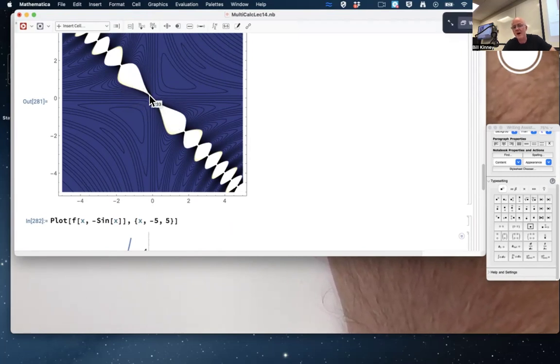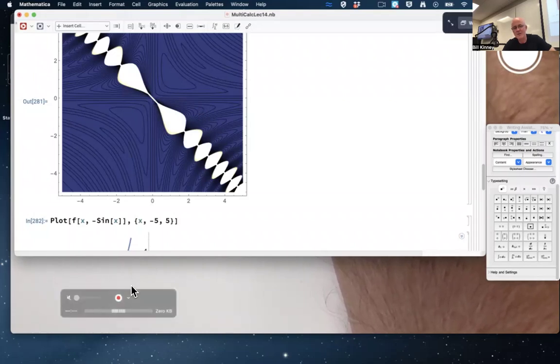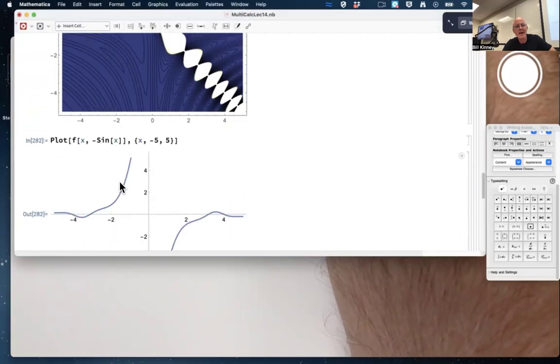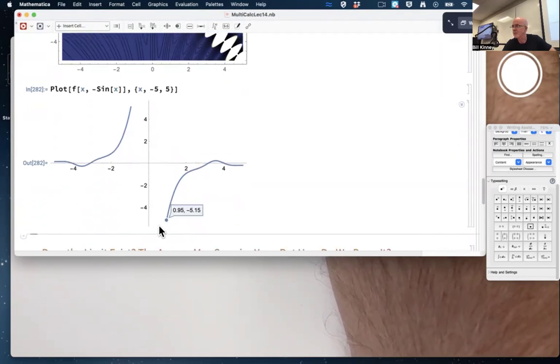The graph of y equals negative sine x sort of approaches the white region, and it ends up meaning that the outputs approach, well, plus infinity, it looks like, when x is approaching 0 from the left, and minus infinity as x approaches 0 from the right.